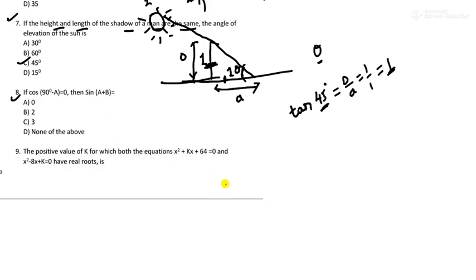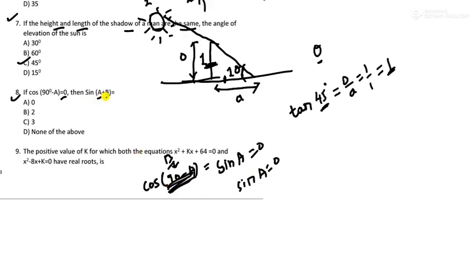This is also a very interesting question. You all know that cos of 90 minus A can be written as sine of A, correct? Now we will assume this as 0, since they have given it as 0. Even sine A is 0, and this together we will call B, because they have given A and B also.